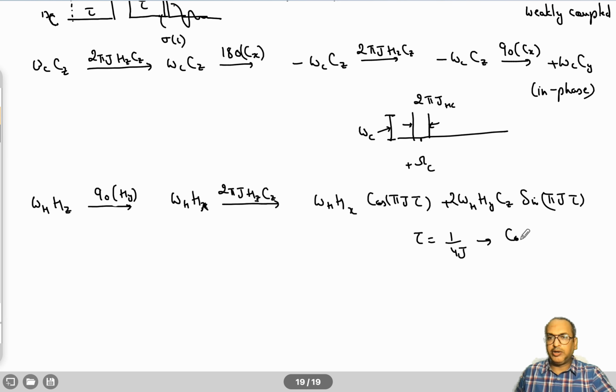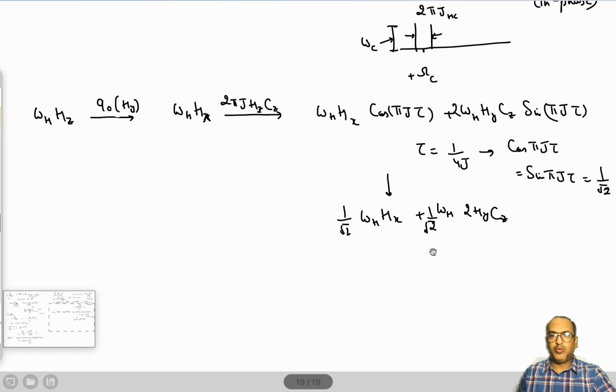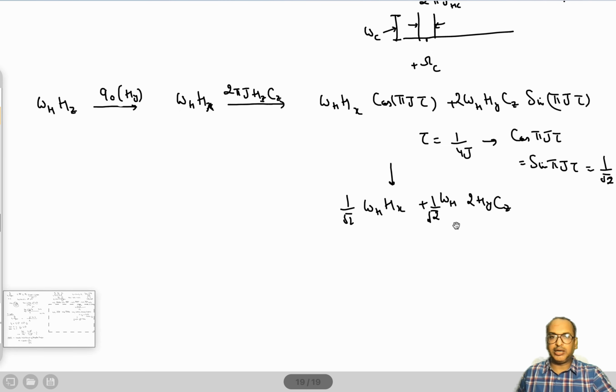In that case my cos pi J tau is equal to sine pi J tau is equal to 1 by root 2, right? Because this becomes 45, so you will have 1 by root 2. So now I can simplify this. I can write this as 1 by root 2 omega H Hx plus omega 1 by root 2 Hy Cz, right? So this is after one evolution period, scalar coupling evolution.